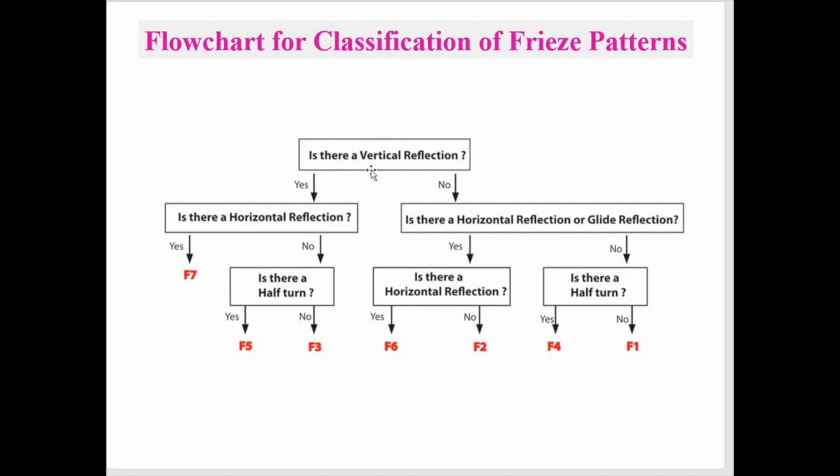First, you just see whether there is a vertical reflection. If yes, then you go and see whether it has horizontal reflection. If that is the case, then it corresponds to something. In the same way, if it is no, then you ask for half turn, that is rotation through 180 degrees. And then yes means this, no means this. So like this, we can have a flow chart to classify the given pattern, whether it is F1 or F2, F3, F4, F5, F6 or F7.